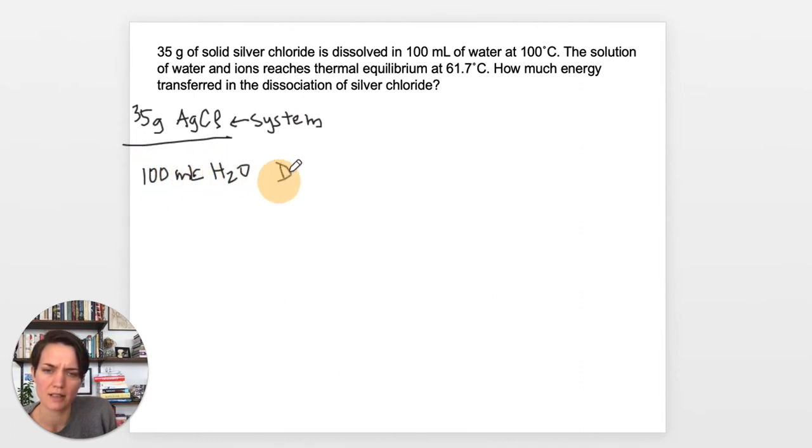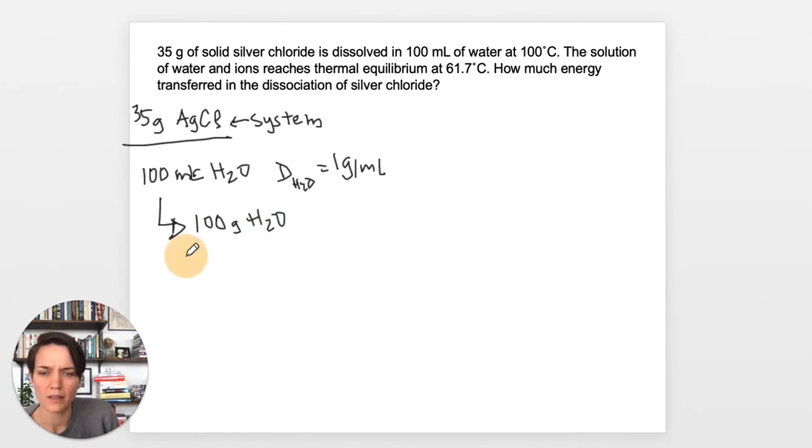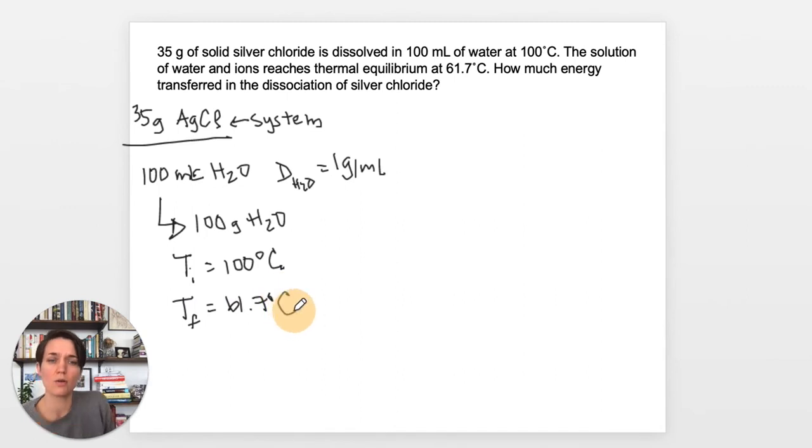Remember that the density of H2O is 1 gram per milliliter, which means 100 milliliters would also be 100 grams of water. And that water is at an initial temperature of 100 degrees Celsius. The solution of water and ions reaches a thermal equilibrium at a final temperature of 61.7 degrees Celsius. So the question is, how much energy is transferred in the dissociation of silver chloride, right?